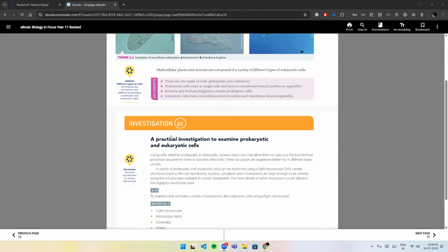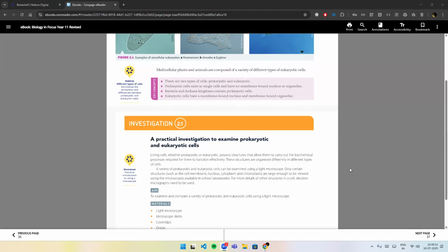Prokaryotic cells exist as single cells and have no membrane-bound nucleus or organelles. Bacteria and archaea kingdoms contain prokaryotic cells. Eukaryotic cells have a membrane-bound nucleus and membrane-bound organelles.